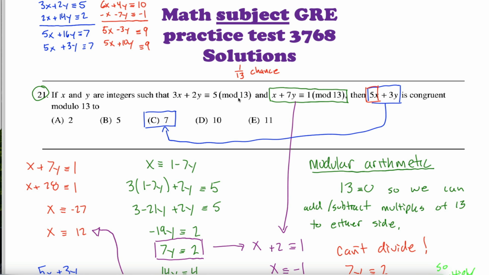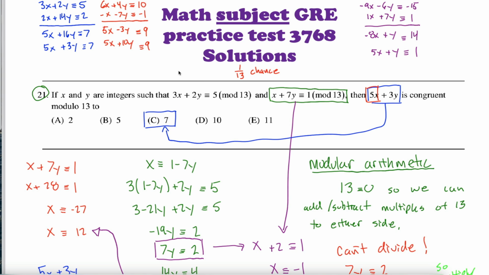So if I took negative 3 of this congruence, I'd get negative 9x minus 6y is congruent to negative 15 mod 13. And then if I added 1 of this congruence, I got 1x plus 7y is congruent to 1 mod 13. And then when I sum these two, negative 9x plus 1x gives me negative 8x, negative 6y plus 7y gives me 1y, negative 15 plus 1 gives me 14. If I reduce these mod 13, I get that 5x plus 1y is congruent to 1. If that were the coefficient I was looking for, I'd be done again.